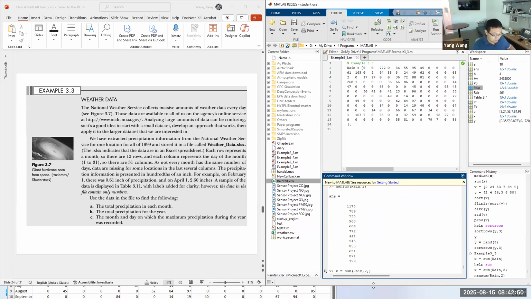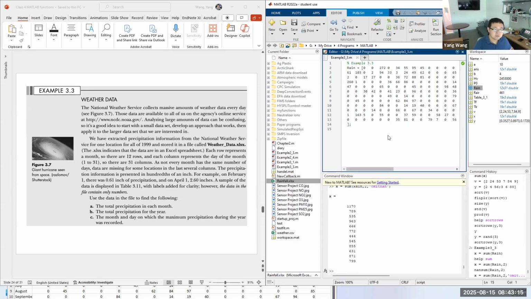We can just do this and then add this option of omit NaN, right? So you're going to get the same results. I would suggest that we use this format instead of nansum, because I think in newer versions of MATLAB, this is not a recommended function anymore.